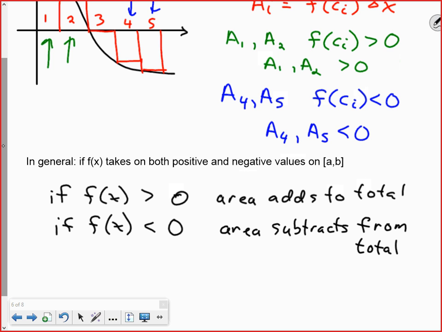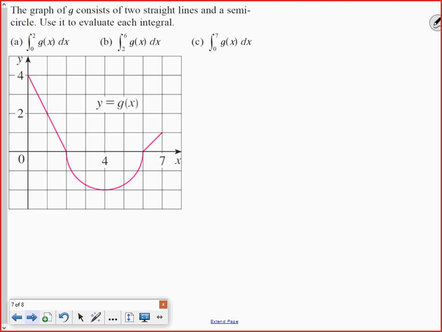So let's take a look at the kind of problem that you might be asked to answer here. So here's one. We actually looked at this graph at the start of the last lesson. Okay, so the graph G consists of two straight lines and a semicircle. Use it to evaluate each integral. So the integral from 0 to 2 of our function, the integral from 2 to 6 of our function, and the integral from 0 to 7 of our function.